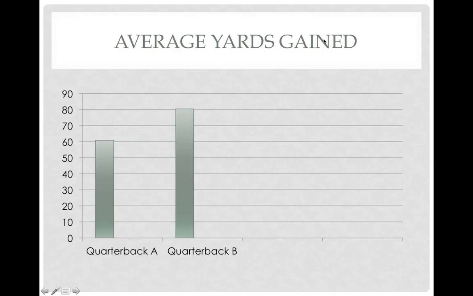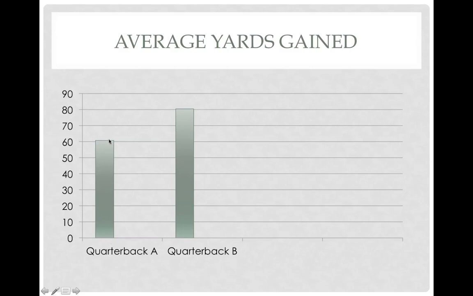So average yards gained, quarterback A, quarterback B down here on the x-axis, and then I've got the yards on the y-axis. One thing that's missing from this graph that should be on here is this y-axis needs a label. So I guess I couldn't figure out how to do it in my Excel, but on this side right here it should say yards gained, and that would tell me what these numbers mean.